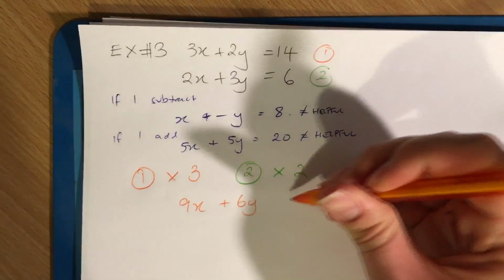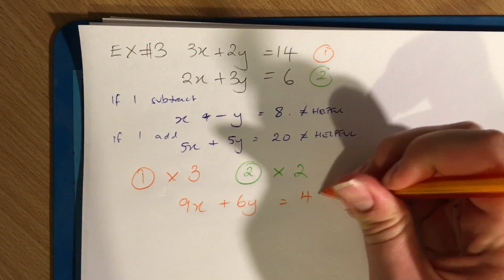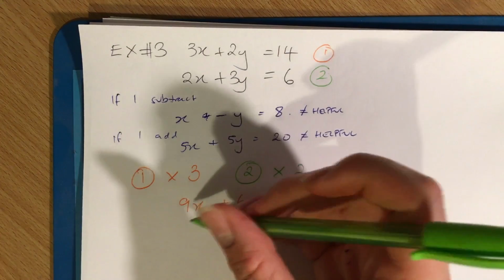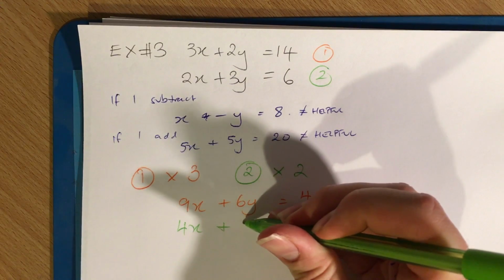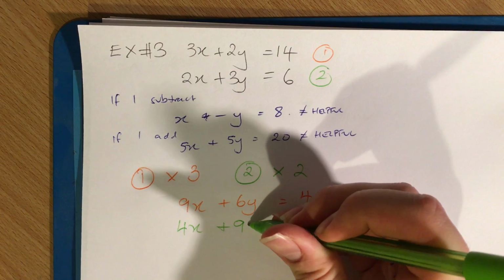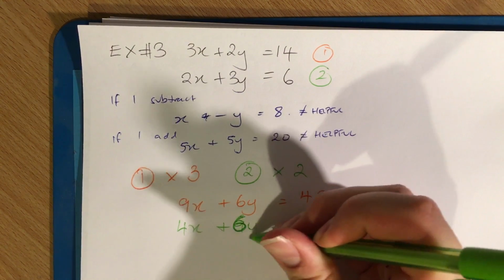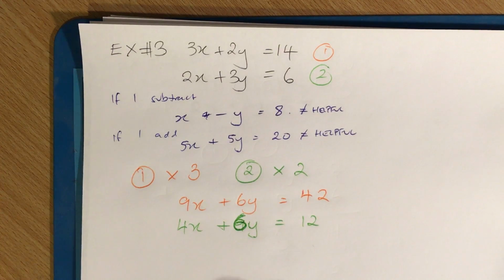9x plus 6y is equal to 42. And I would get, so this is going to be 4x plus 9, no, by 2, dear. 2, dear. So 6y is equal to 12.